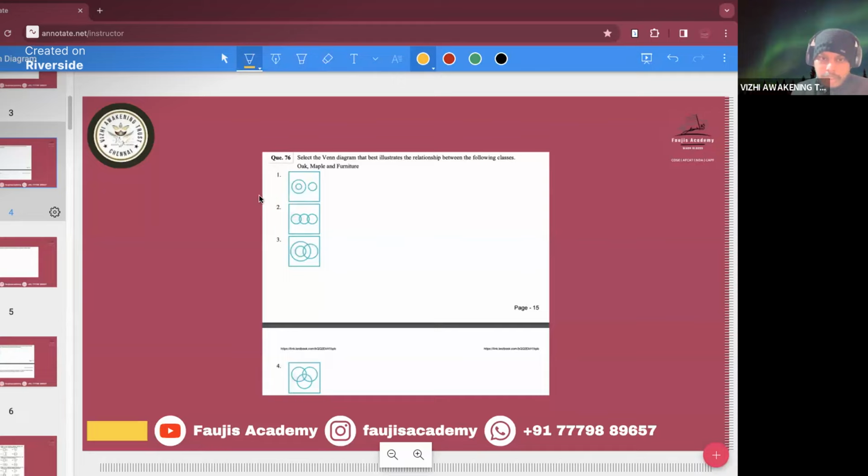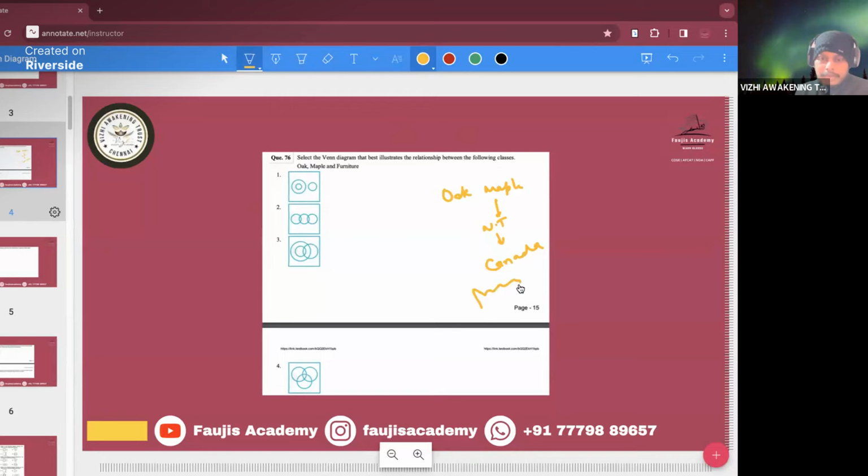See, we should start eliminating in that case if it gets a little dicey. Oak and maple. Maple is a tree and it's a national tree. For which country? Canada. Okay? You see that they have all that.